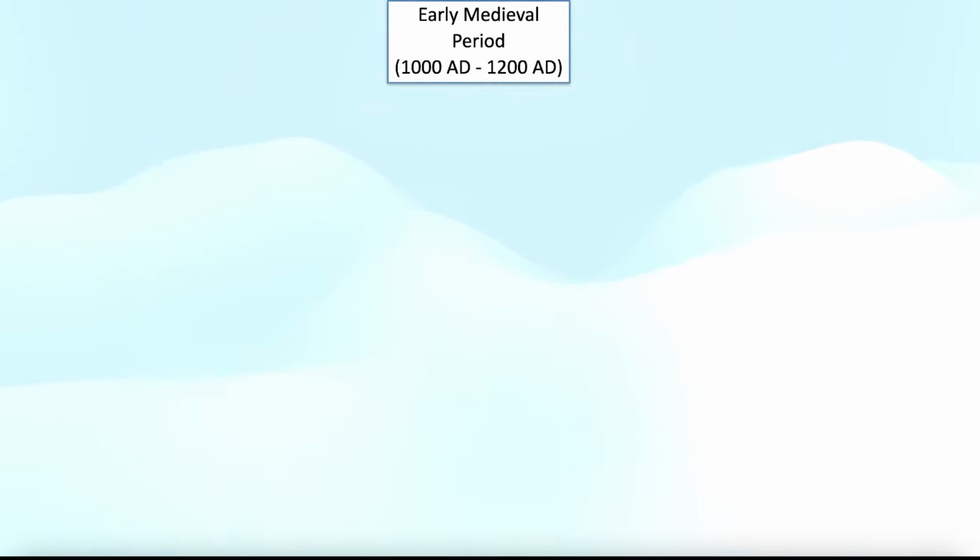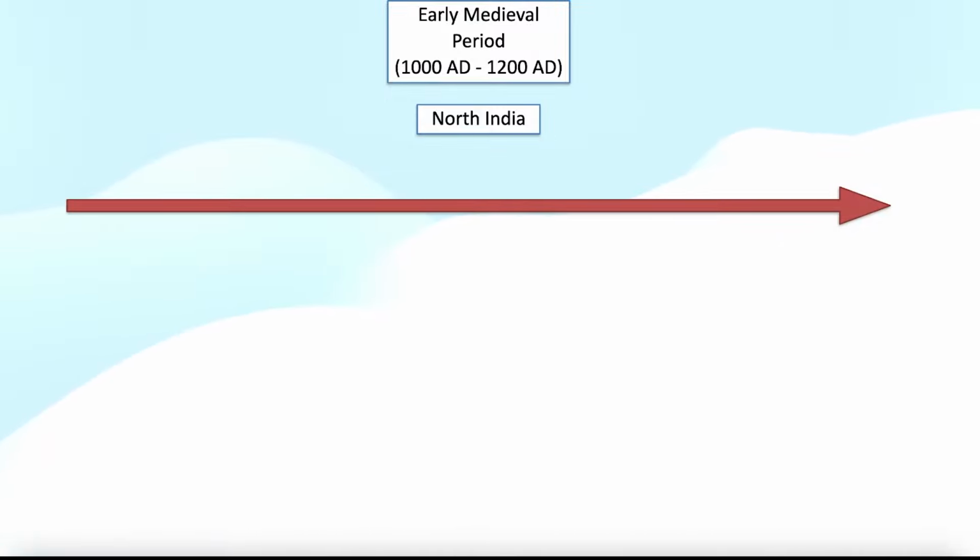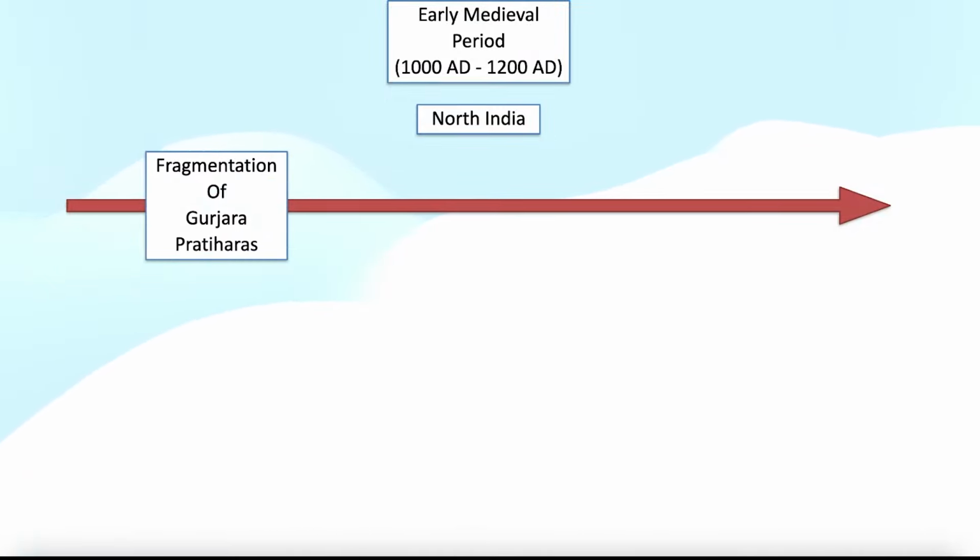The early medieval period, particularly in North India. Now, the curtains rise on medieval India with the slow disintegration of the mighty Gurjar Pratihar Empire. We have seen in the previous video how there was a tripartite struggle between three parties, Gurjar Pratihars, Rashtrakutas and the Palas, out of which Gurjar Pratihars emerged powerful, but later on, as their power faded, from the political ashes rose five Rajput clans.